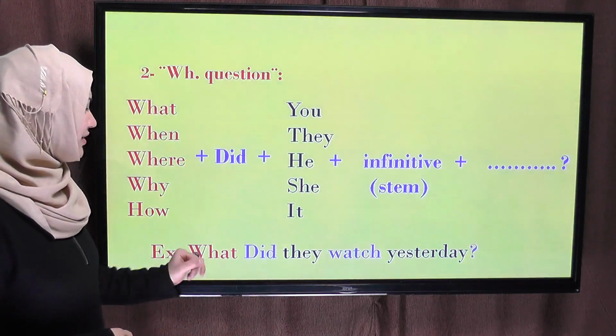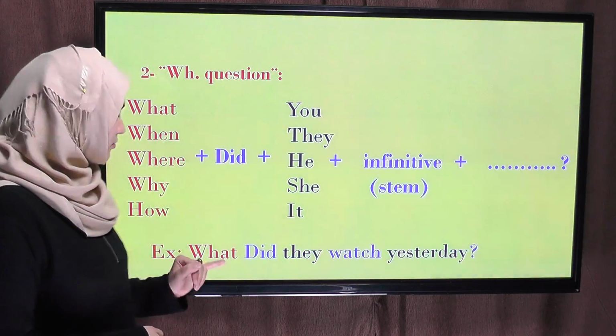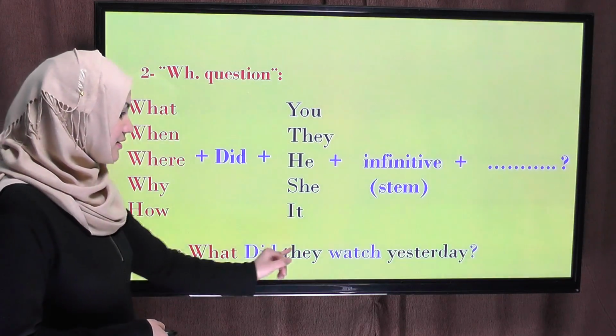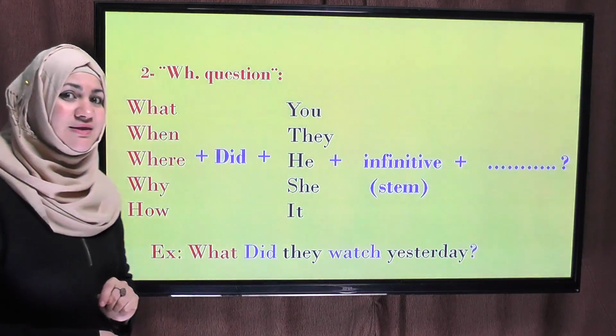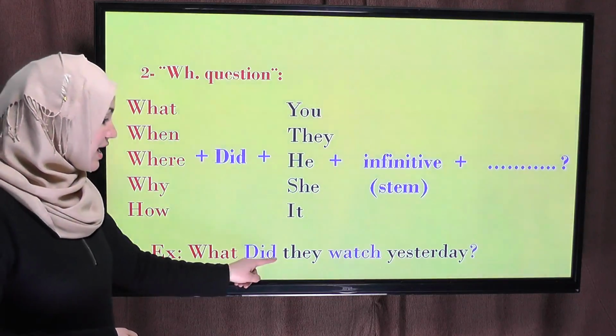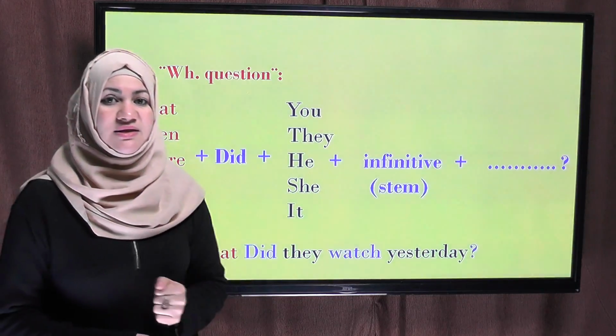Example, what did they watch yesterday? We see here, what did they watch yesterday? There is no ed because it is the interrogative form. Then we have did, which means question.